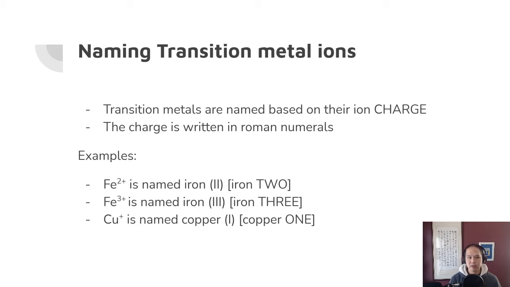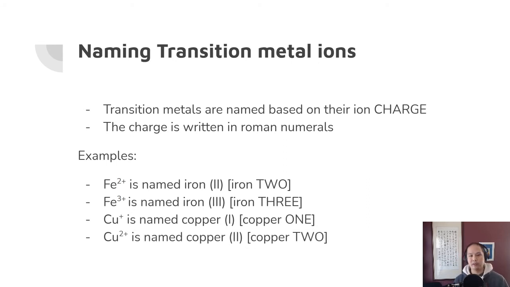Cu plus, a +1 charge, is named copper 1 with the Roman numeral 1. And Cu2 plus is named copper 2 with the Roman numeral 2. So this is just how we name them. Iron 2, iron 3, copper 1, copper 2. That's how you say them.